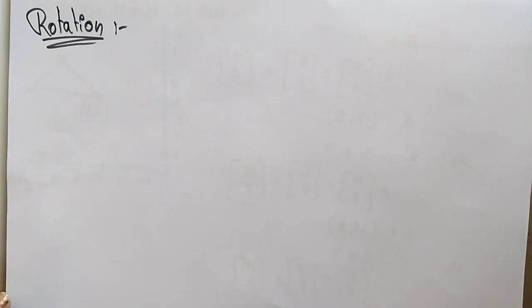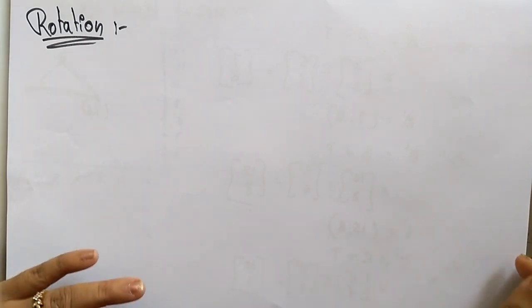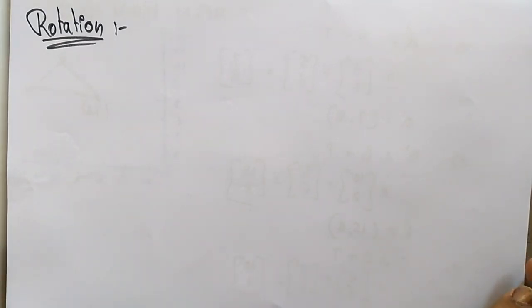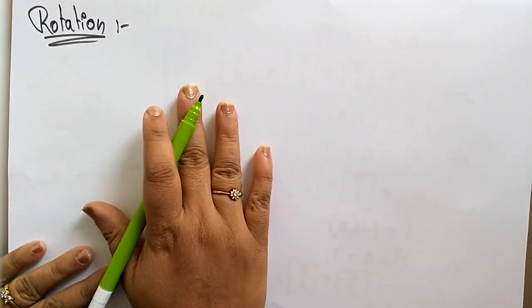Hi students, welcome back. Now coming to the next type of transformation in 2D, that is the rotation. In the previous video I explained how translation occurs in the form of changing the position of an object after creation. Okay, so now let's see the rotation.